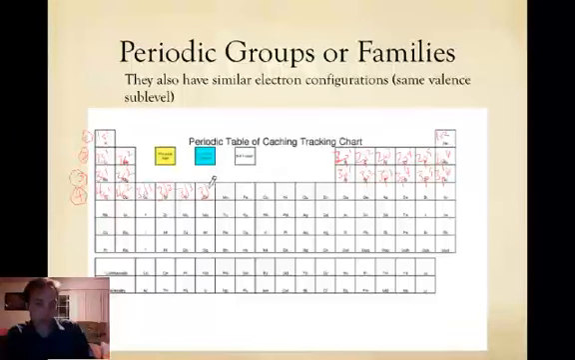Okay, so this would be 3d4, 3d5, 3d6, 3d7, 3d8, 3d9, 3d10. Then this would be 4p1, 4p2, 4p3, 4p4, 4p5, and 4p6. That's as much as you need to know in terms of the valence, okay? But you understand how they get filled in.